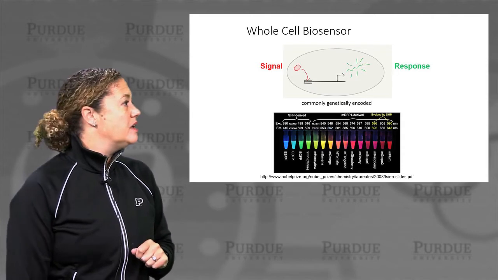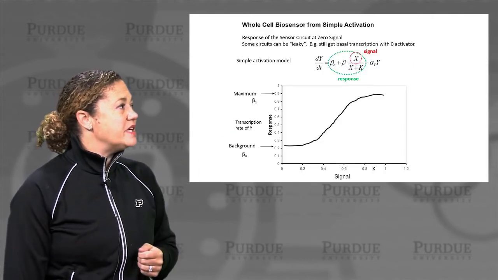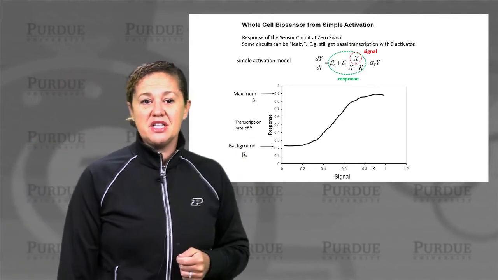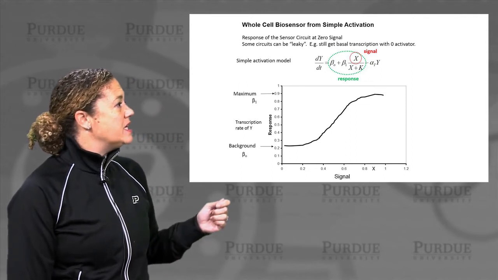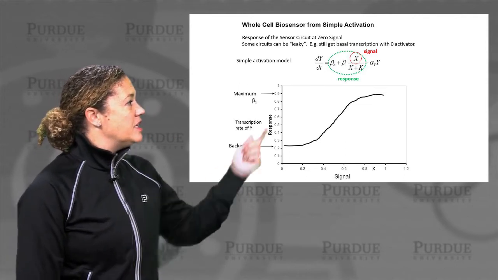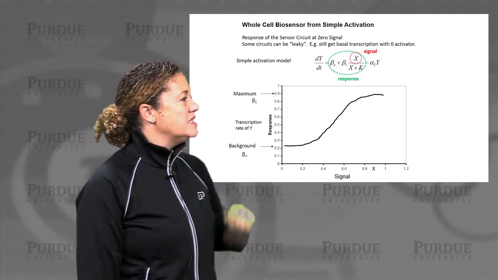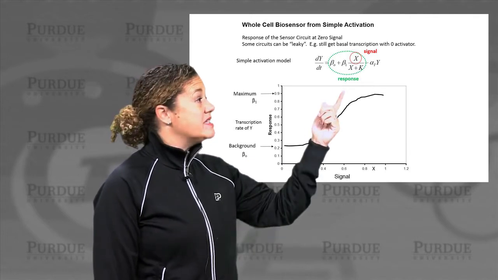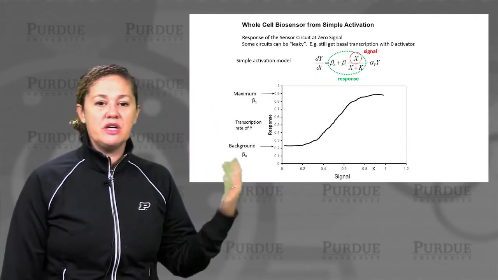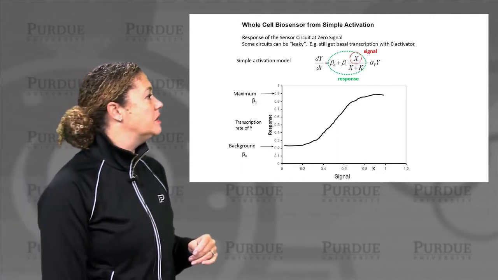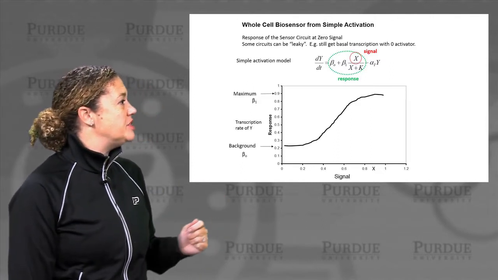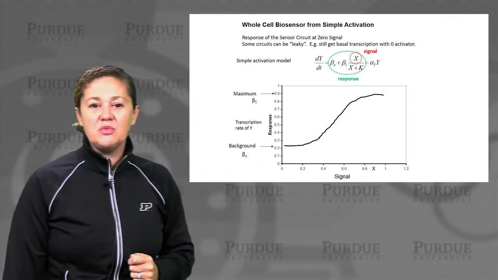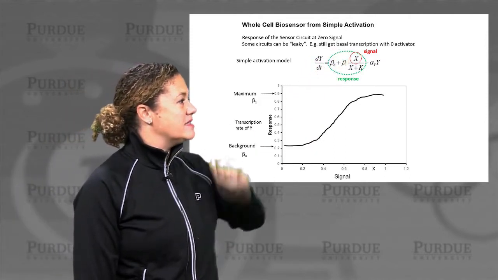So let's look a little bit more closely at this. Now if we connect our whole cell biosensor and model this as simple activation as we did previously, we can look at the response of our sensor. If you recall our simple activation model, we had the rate of change of the production of our, in this case, response molecule. So this would be our green fluorescent protein or whatever fluorescent molecule or bioluminescent protein that we choose. That would be a function of our transcription factor, which we're looking at as our signal, or X.